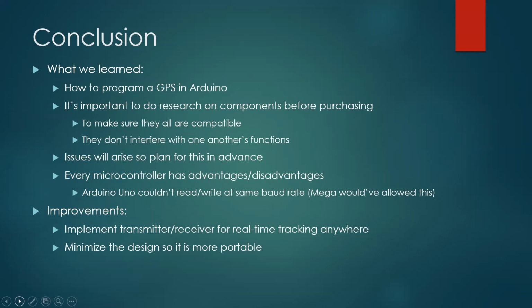Some improvements that we know could go into a future design would be implementing a transmitter and receiver for real-time tracking anywhere. And that could either be by switching out the Arduino Uno or possibly finding a way to use cell phones, and minimizing the design so that it was more portable and a little easier to carry around or attach to a car in this case.